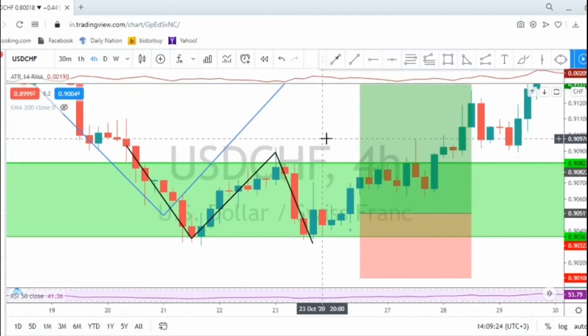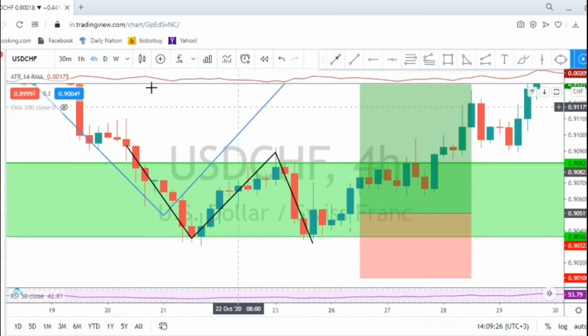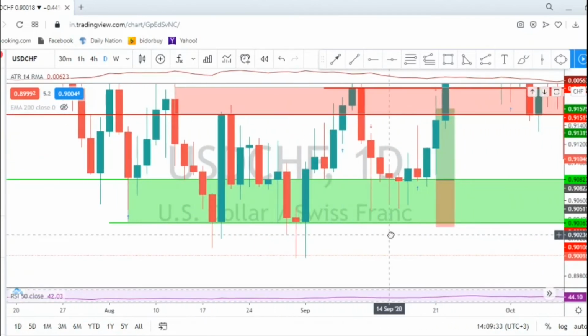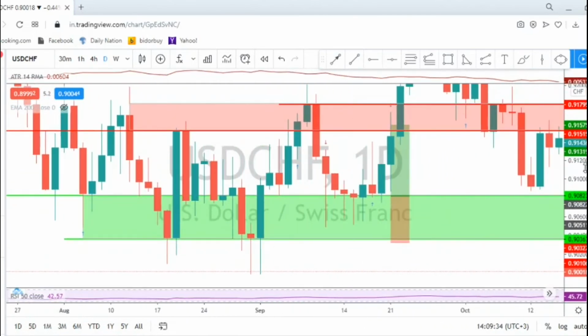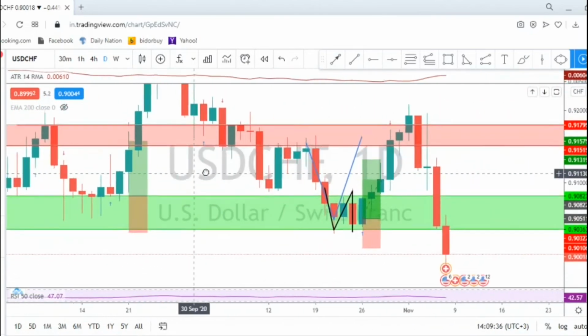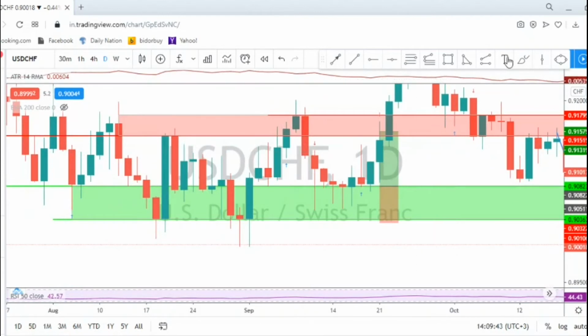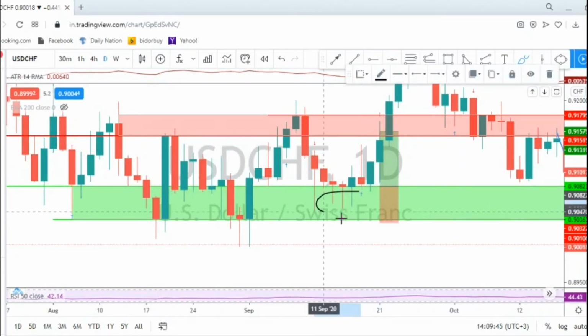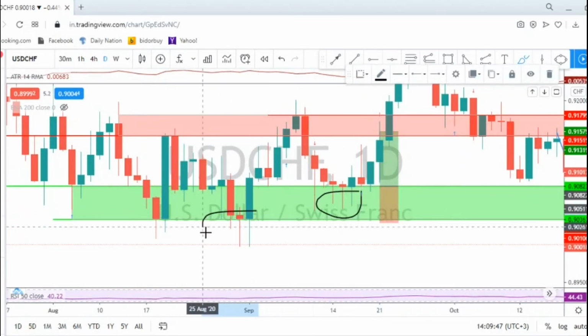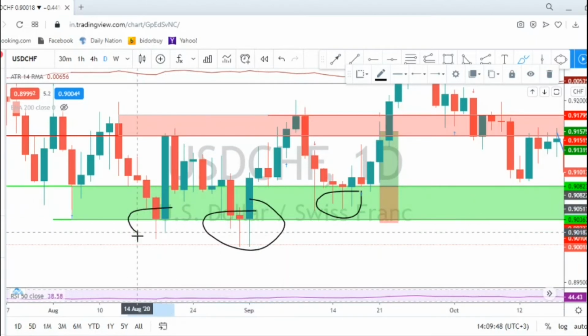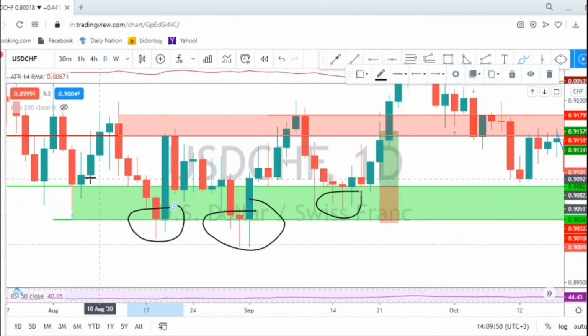So these were the two trades that agreed with my prediction, with the simple strategy that I use to trade at key levels of structure. This support level is a key level of structure because this was tested here as support and respected, tested here as support and respected, again and again.